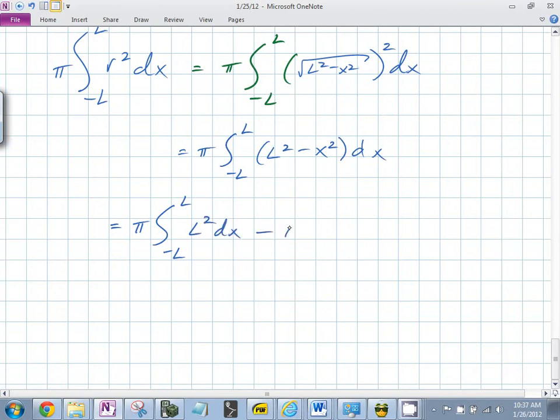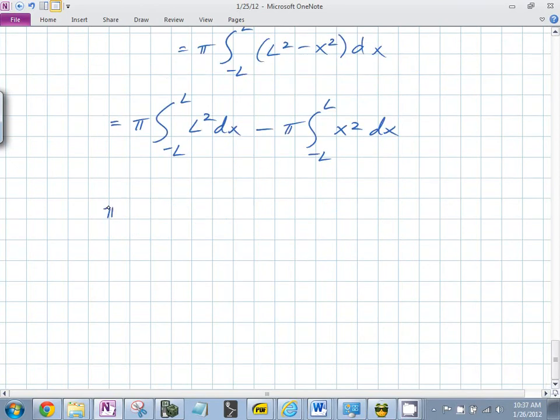Okay, what's the integral of L squared? L squared x. From what to what? Negative L to L.